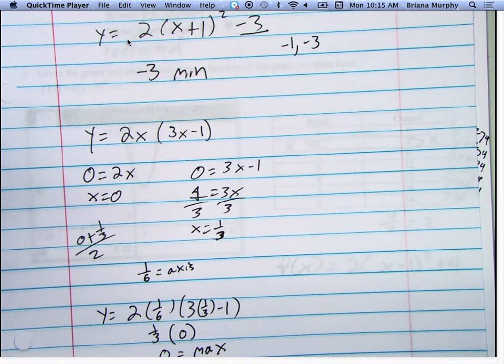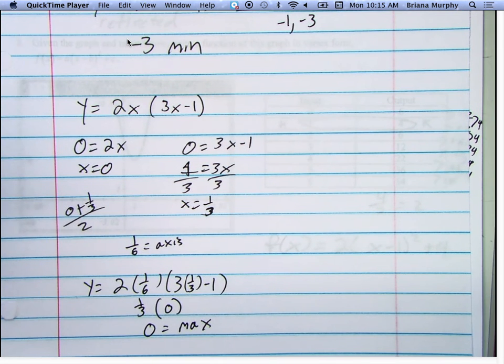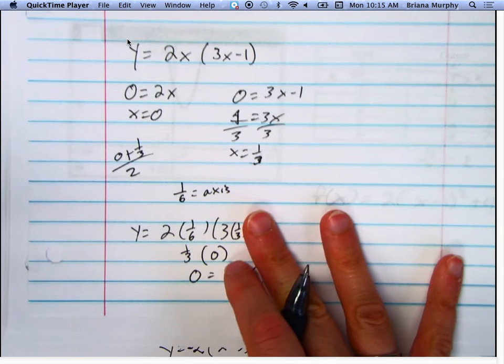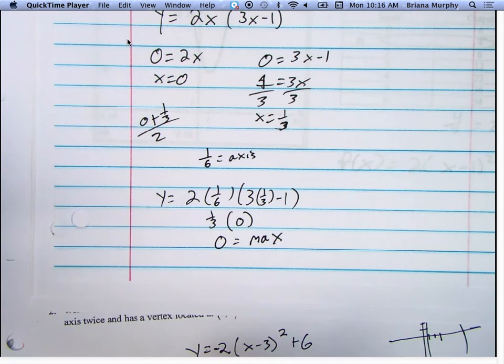Any other questions? Move it up. And it's my maximum because my a is positive. Questions, comments, concerns?